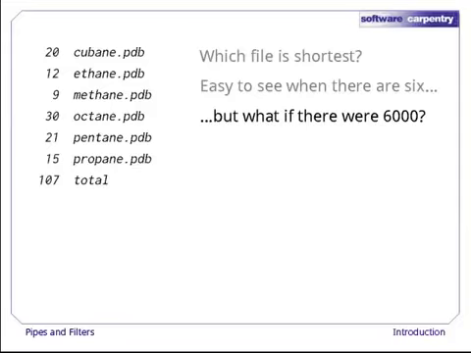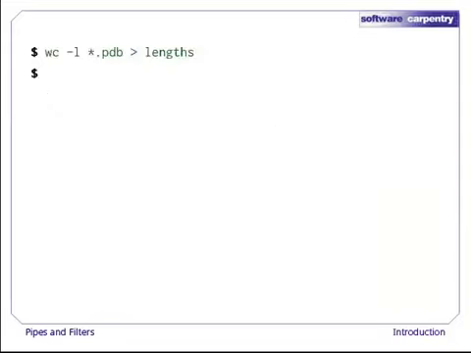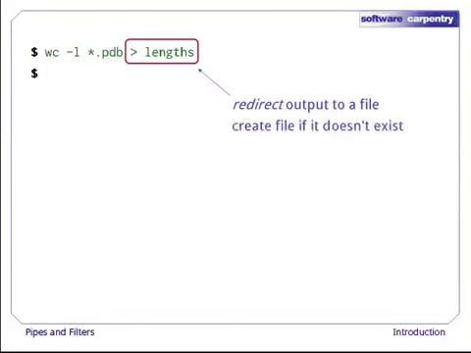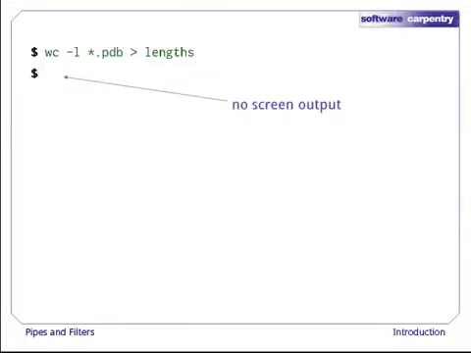Our first step towards a solution is to run the command wc -l *.pdb > lengths. The greater-than sign tells the shell to redirect the output to a file instead of printing it to the screen. The shell will create the file if it doesn't exist, or overwrite its contents if it does. Notice that there is no screen output. Everything that wc would have printed has gone into the file lengths instead.